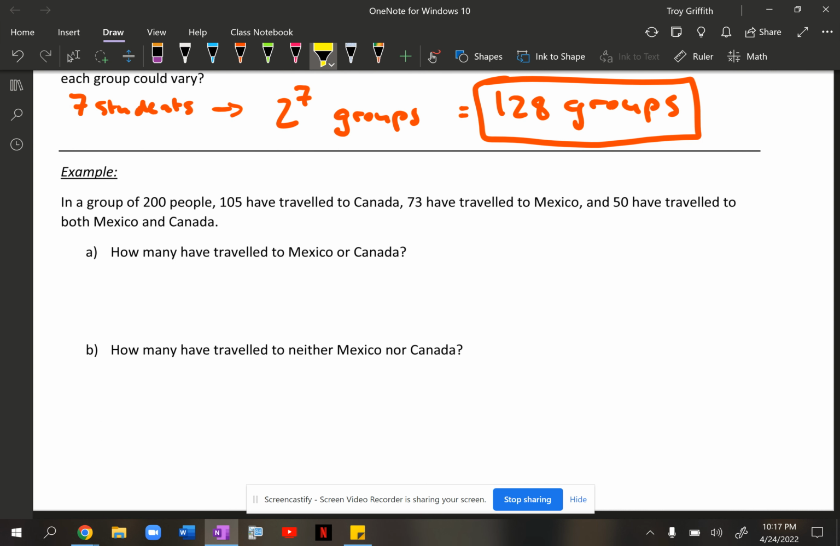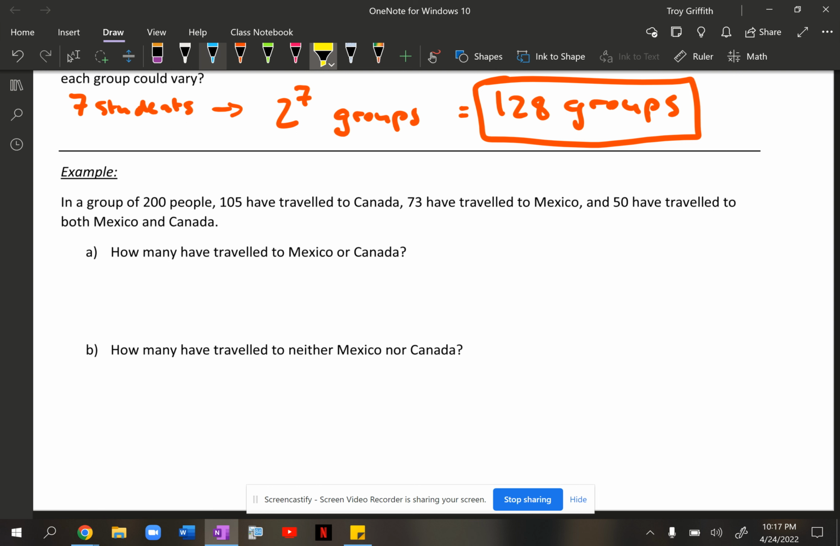This is a pretty common problem. Even in middle school, you might have seen some problems like this. There's something that we're going to draw to help us figure out this problem. Let's read it first. It says, in a group of 200 people, 105 have traveled to Canada, 73 have traveled to Mexico, 50 have traveled to both Mexico and Canada.